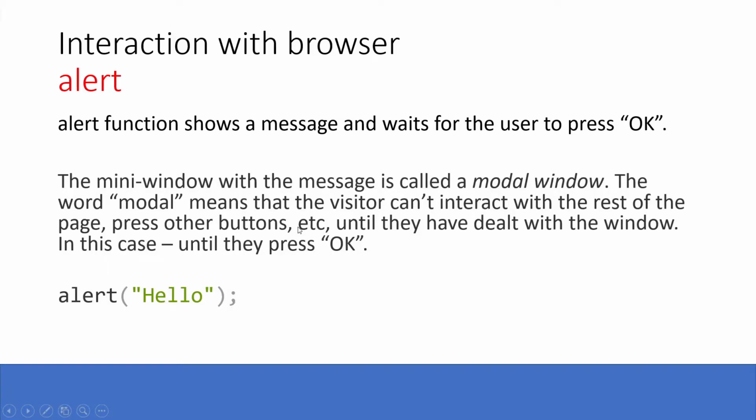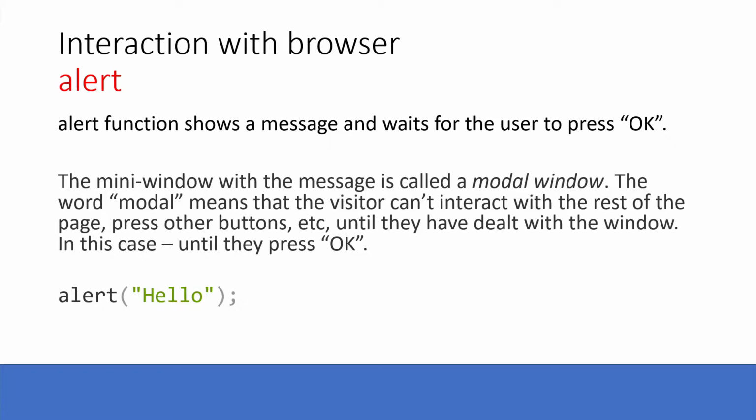Hello guys, so in today's video we will learn about the functions which are given by the browser, namely alert, prompt and confirm. These are the three functions using which we can interact with the user, like giving warnings to the user, asking inputs from the user and asking questions to the user.